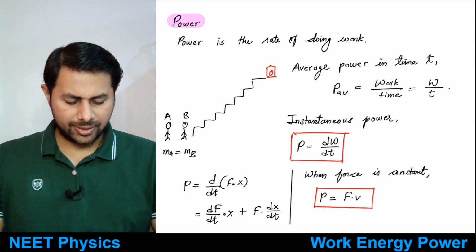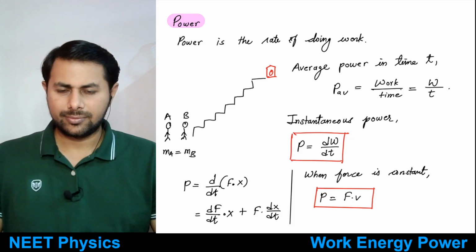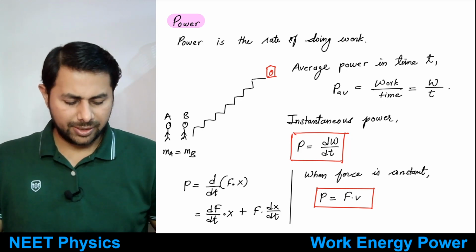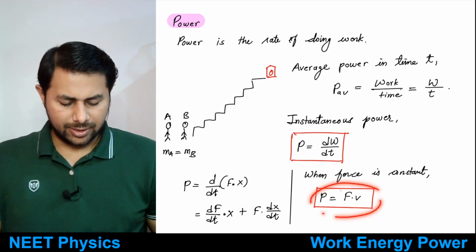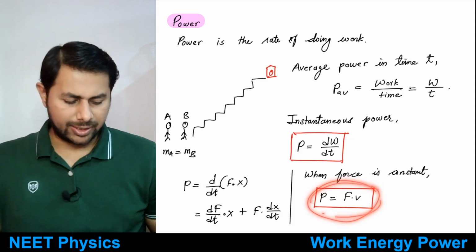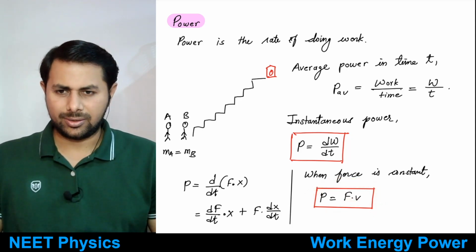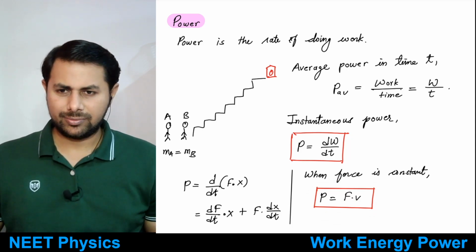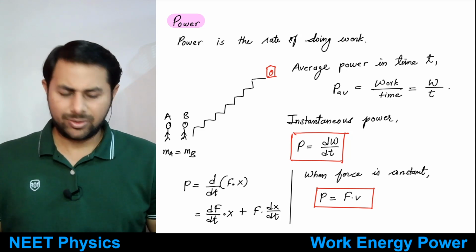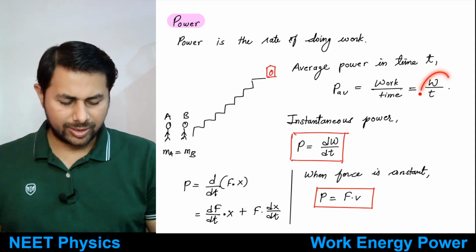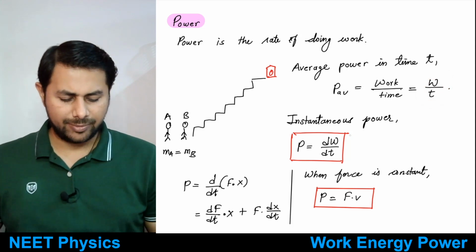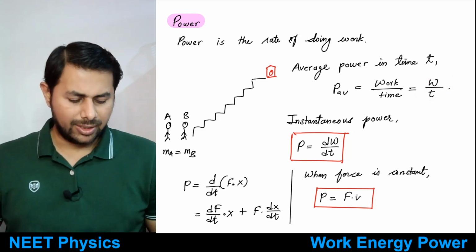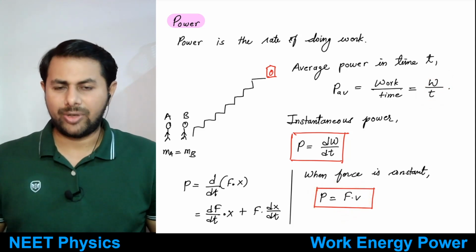Okay, is this clear? Yes, no? So instantaneous power can be written as force times velocity. Is this clear, everyone? All right, we just need to remember this formula for power: it's equal to work done divided by time, it's equal to dW by dt, and it's equal to force times velocity.